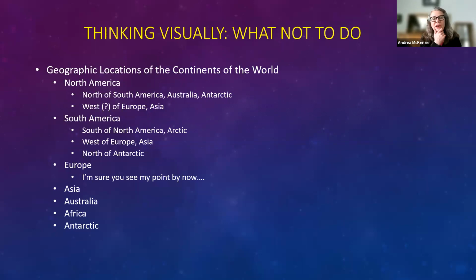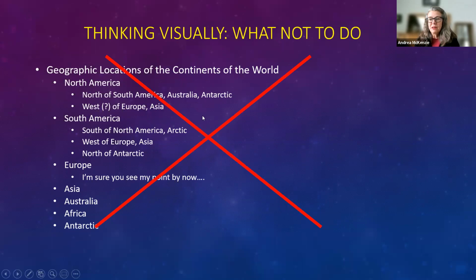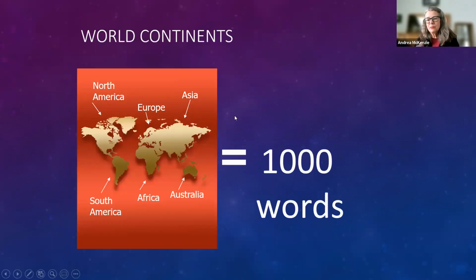Geographic locations of the continents of the world: North America, north of South America, Australia, Antarctic, west of Europe and Asia. Then we go on to South America. It's south of North America and the Arctic. It's west of Europe and Asia. It's north of the Antarctic. By the time I get to Europe, you can see my point. I can show this much more easily by doing this.